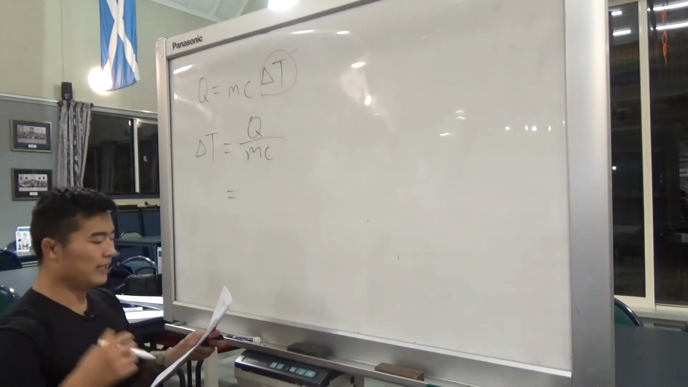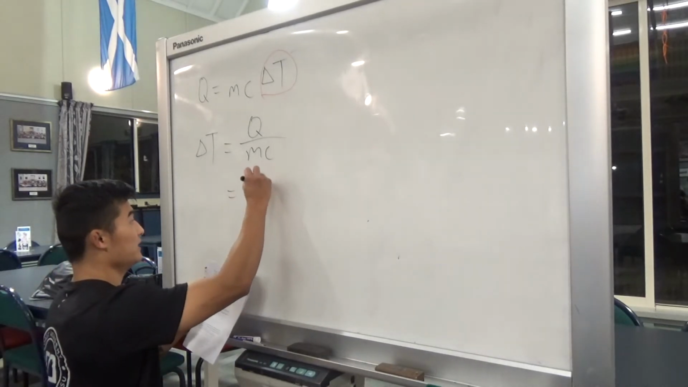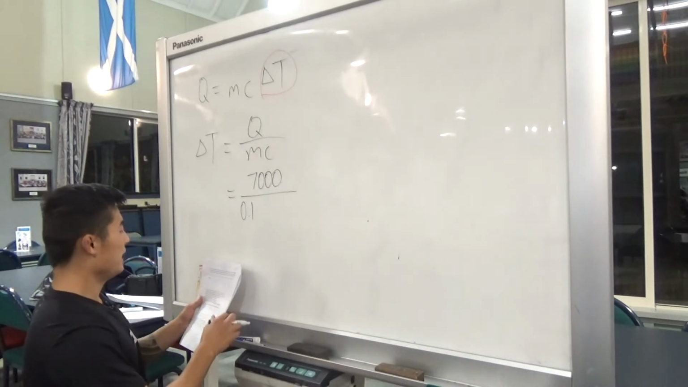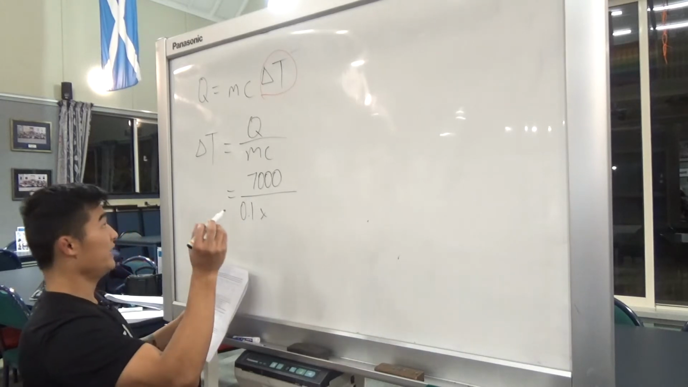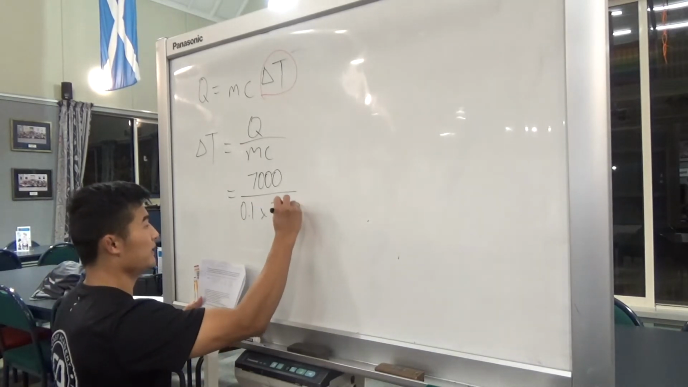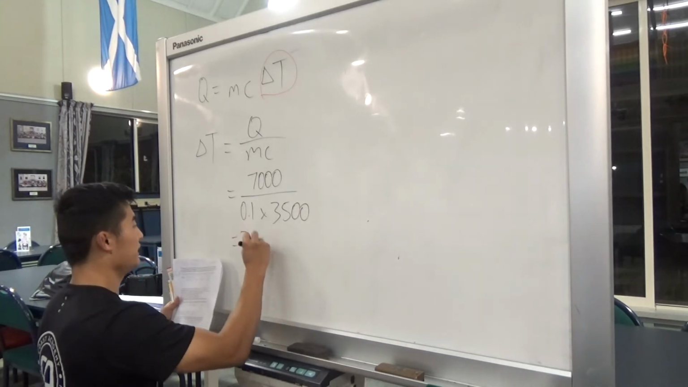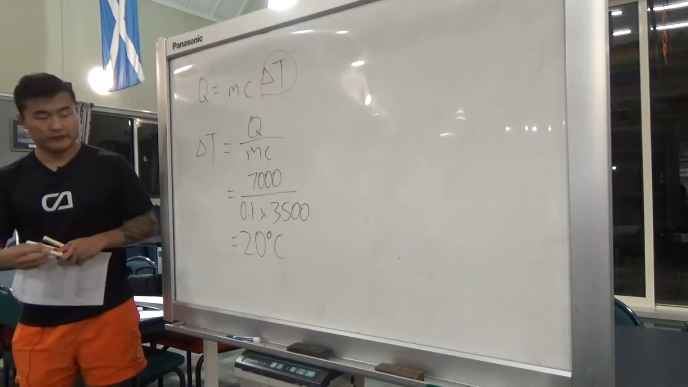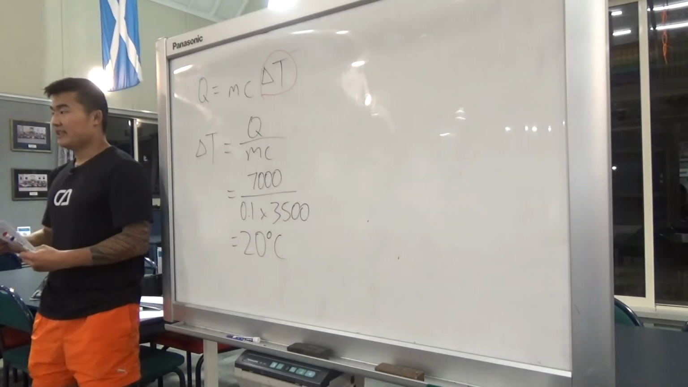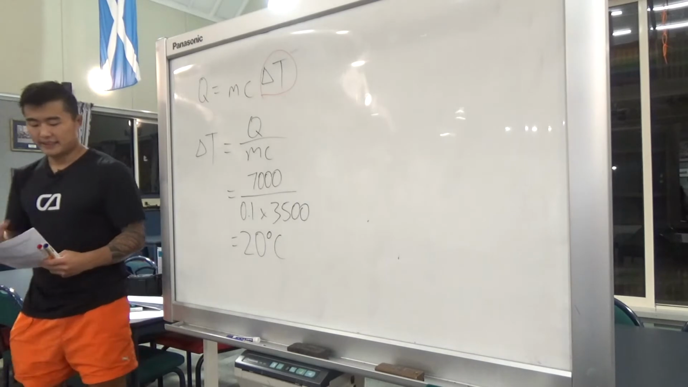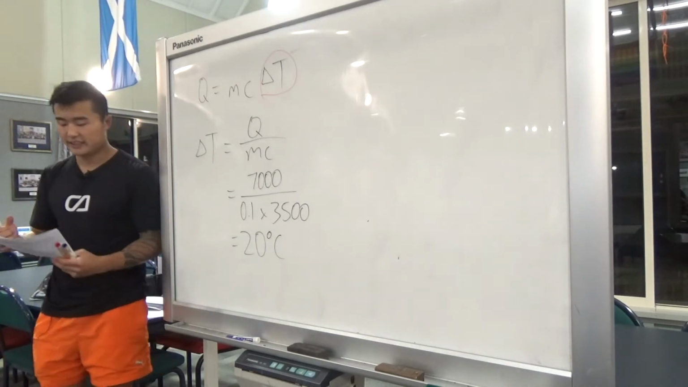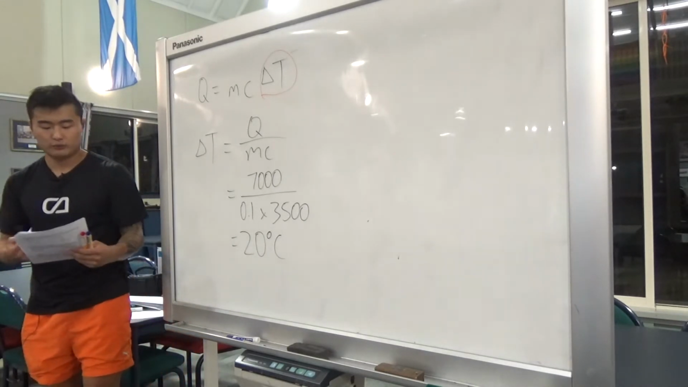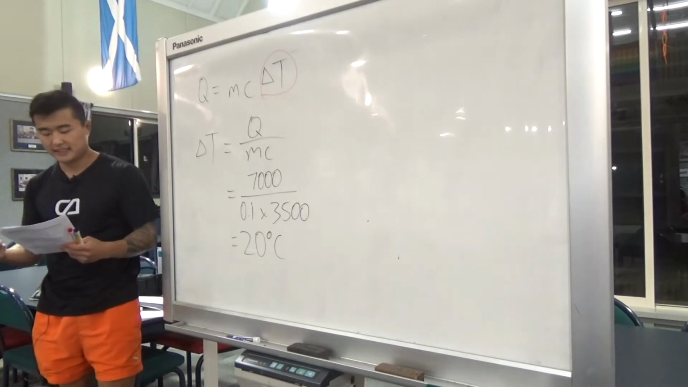And our Q, the amount of energy that was transferred, is 7,000. The mass of bone is 0.1 kilograms, and the specific heat capacity is 3,500. So that will give you a 20 degree Celsius change in temperature. Okay? And if the bone is absorbing energy, then it's going to increase in temperature. So statement A is false because it's going to increase by 20 degrees Celsius. So that means that option B must be true because we've just calculated that. So option C is our true answer.